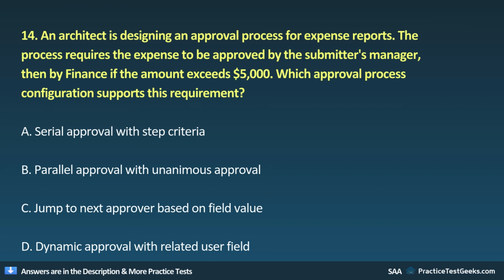A, serial approval with step criteria. B, parallel approval with unanimous approval. C, jump to next approver based on field value. D, dynamic approval with related user field.